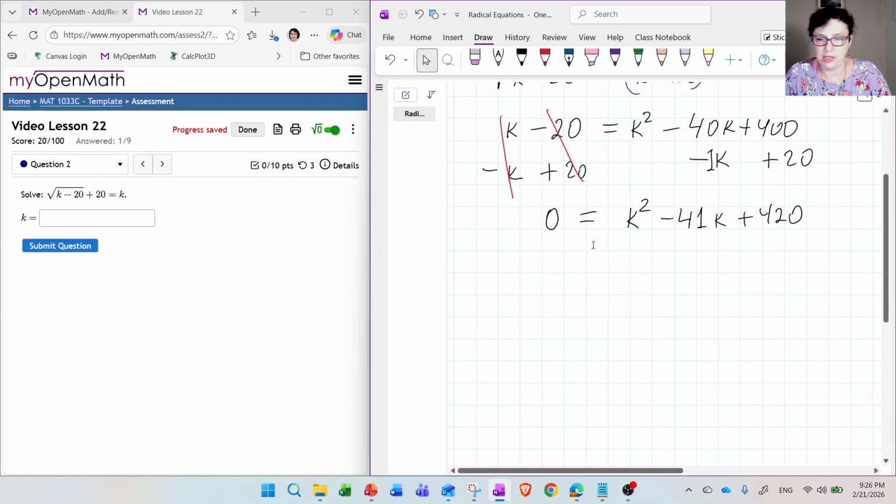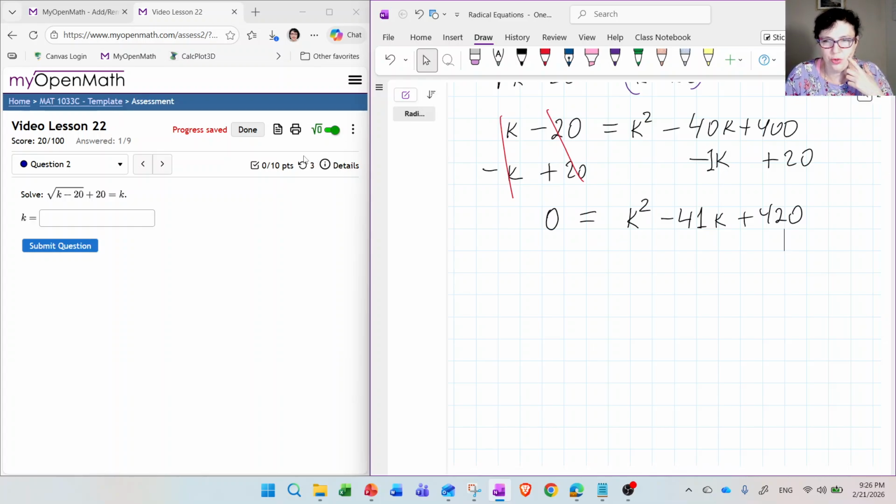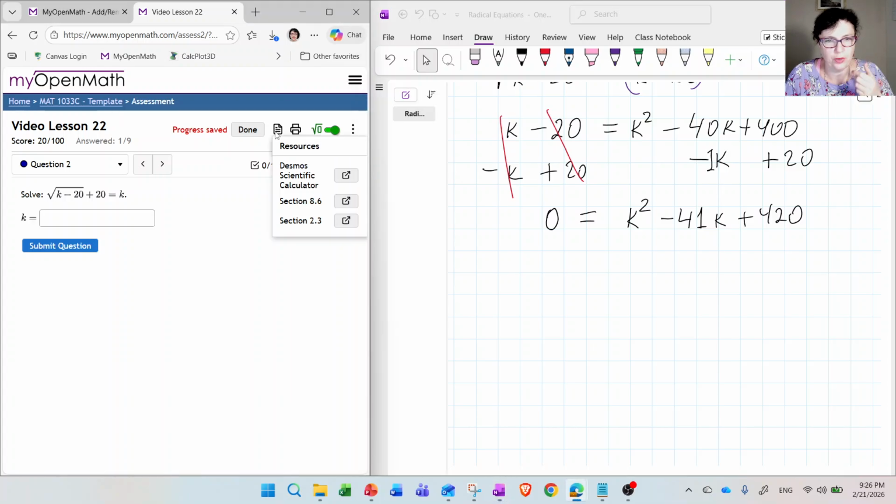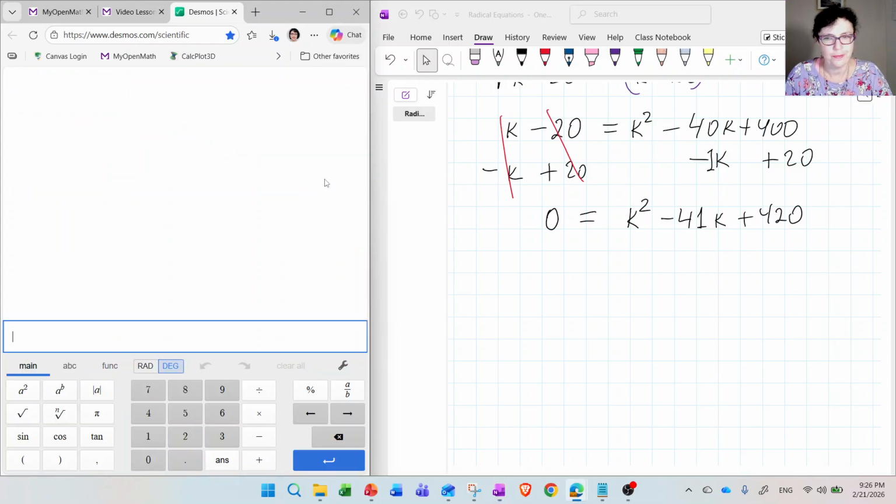What can you do with this quadratic equation? It is probably going to factor by trial and error. Basically, you want two numbers that multiply to 420 and add to negative 41. What could these two numbers be? Maybe like 20 and 21 or something like that. Let's see. You can also use the quadratic formula here.